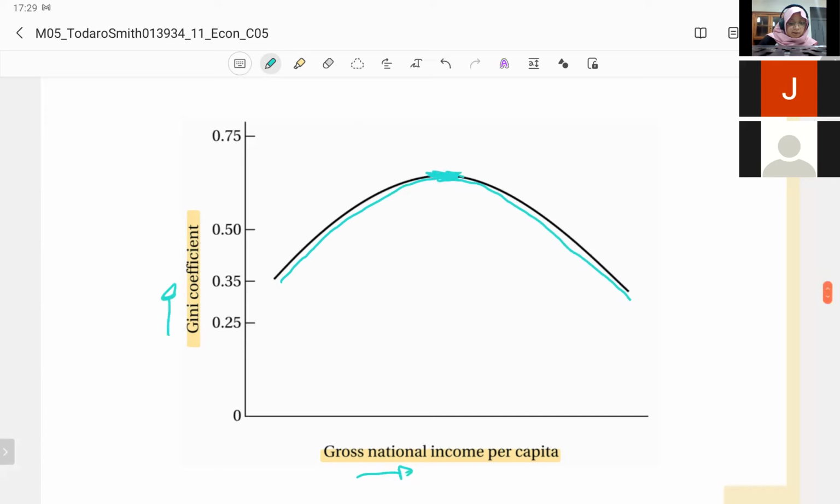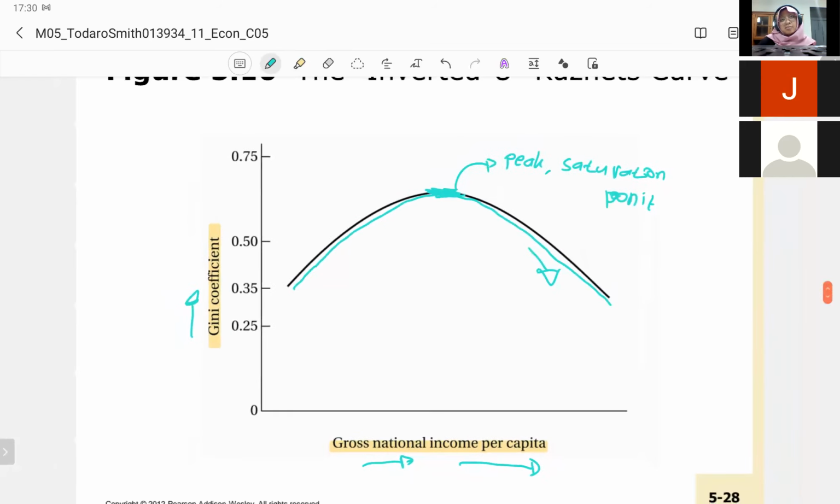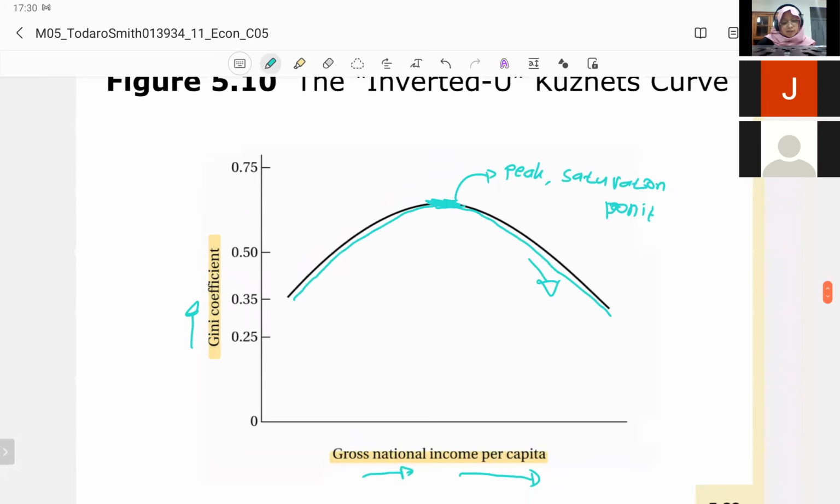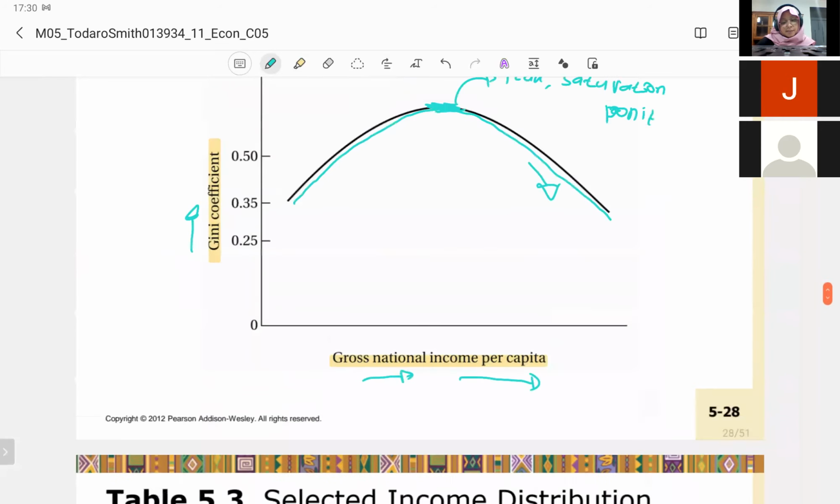But at some point in the peak, or the saturation point, the Gini coefficient is going to go down even though the gross national income per capita is still going higher. So this is what Kuznets believed. That's why we have the inverted U Kuznets curve. Okay.